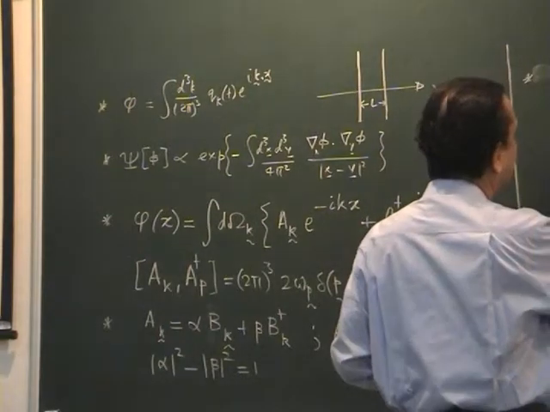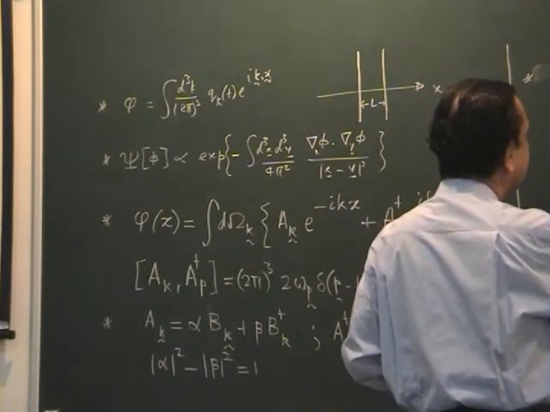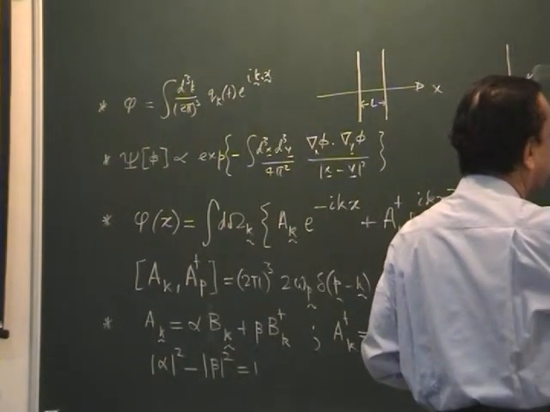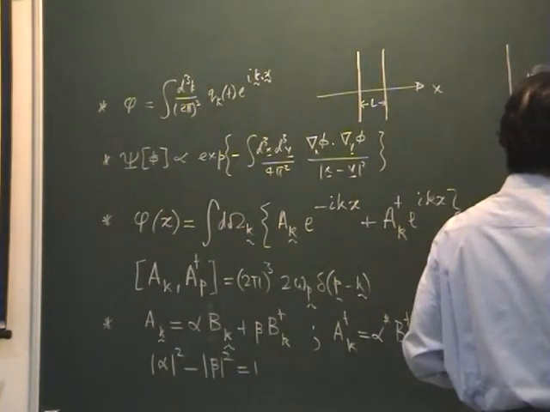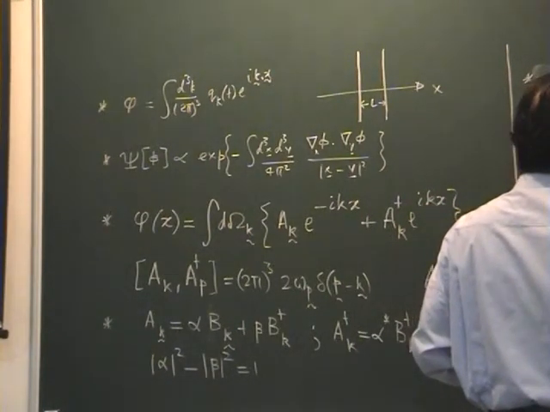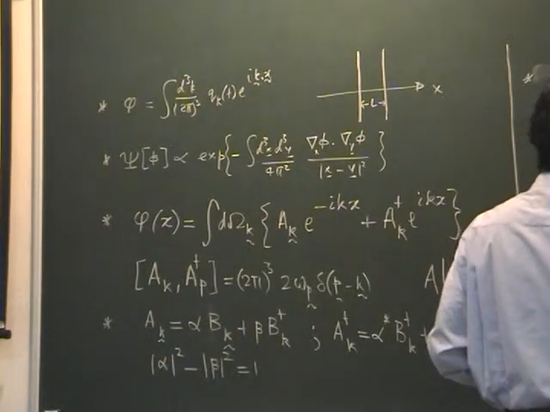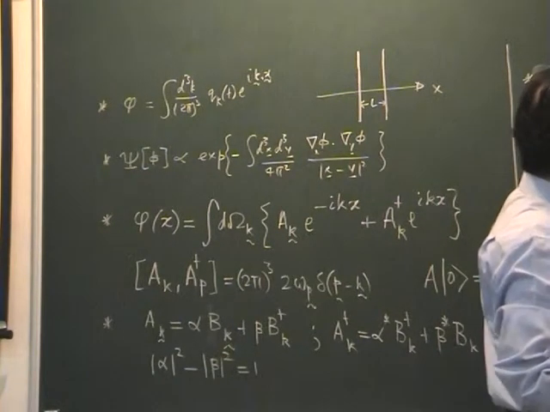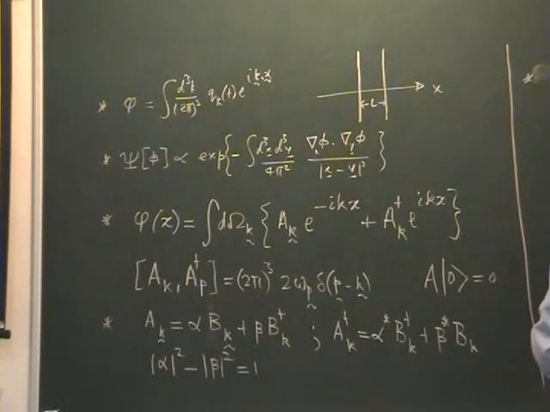So when you add them up, this can be written as integral d omega k, B into alpha e to the minus ikx, where I want to pick up the B from here, plus beta star e to the ikx. And everything else is fixed by Hermitian conjugation, plus the Hermitian conjugate.